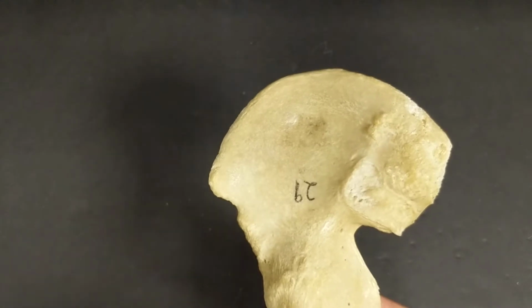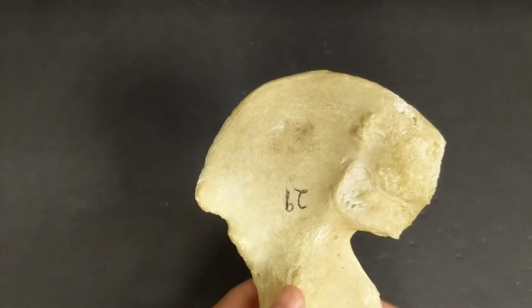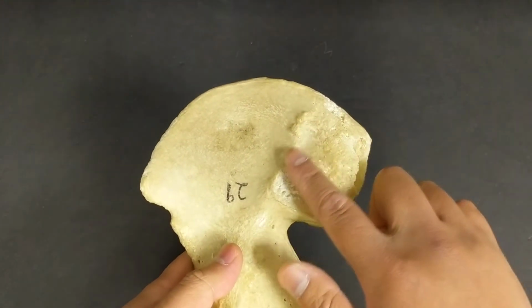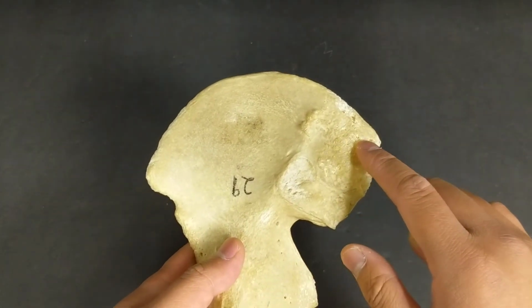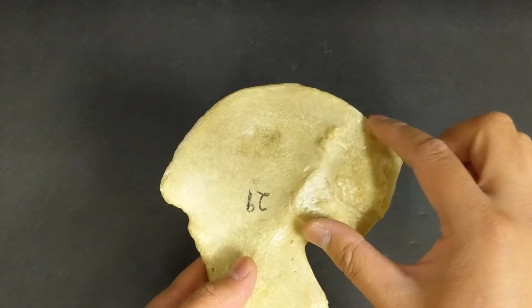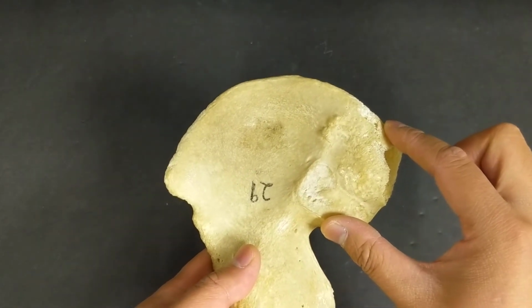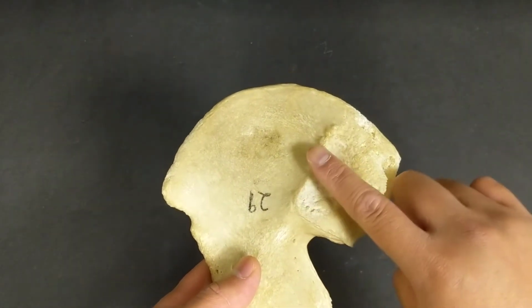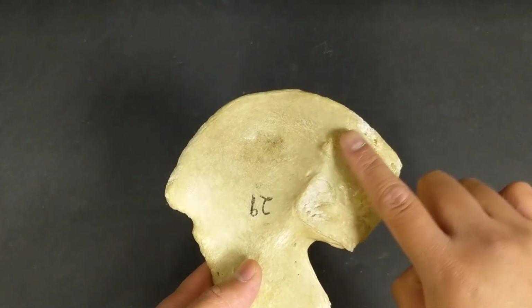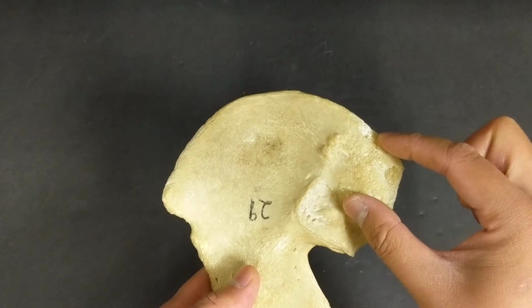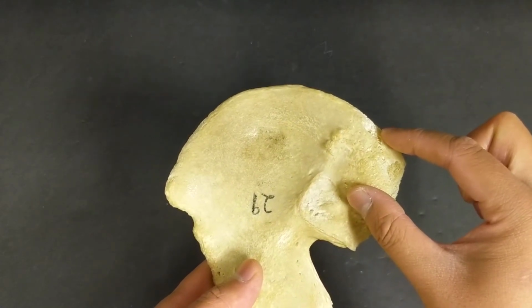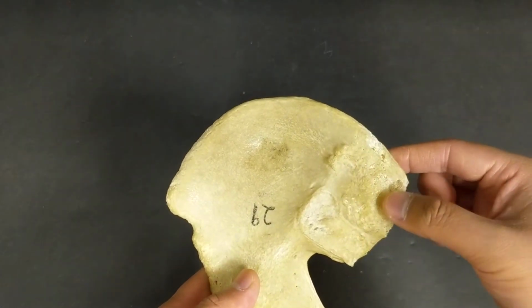On the posterior side of the ilium, we have a few landmarks as well, as in this large roughened region right here. This is the posteriormost region of the ilium. This large roughened region will articulate with the sacrum. This is called the auricular surface. Furthermore, the posteriormost region of the auricular surface is called the iliac tuberosity.